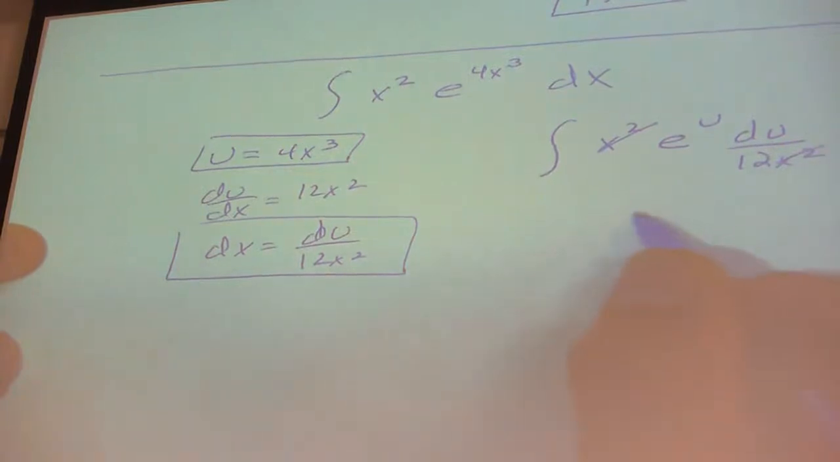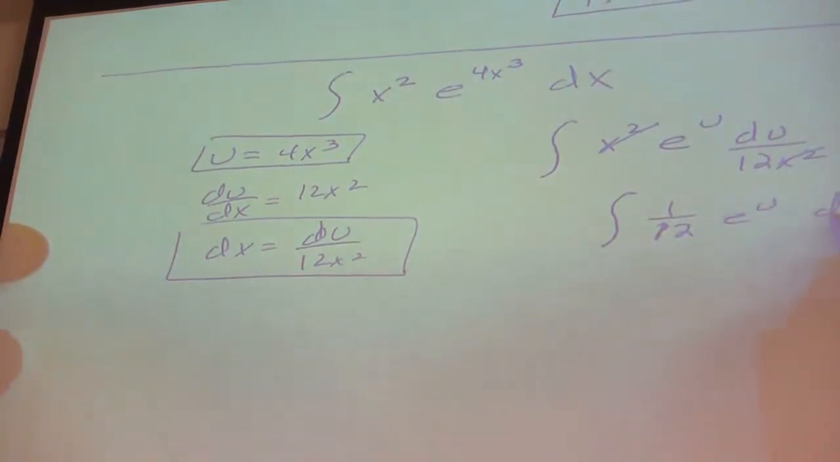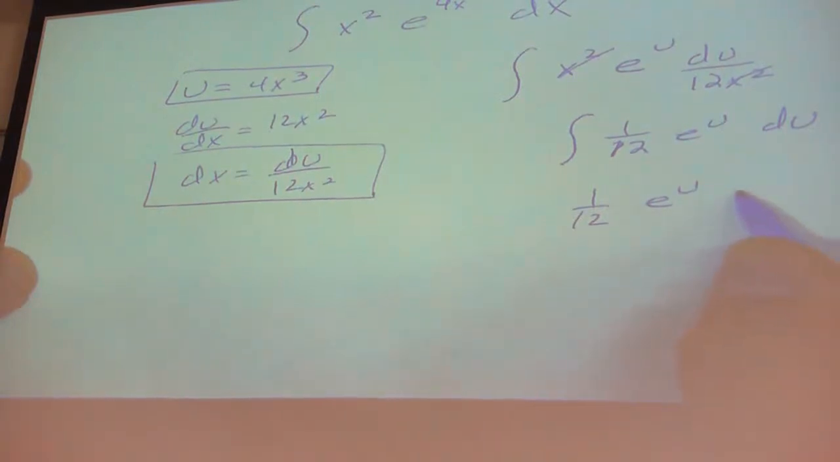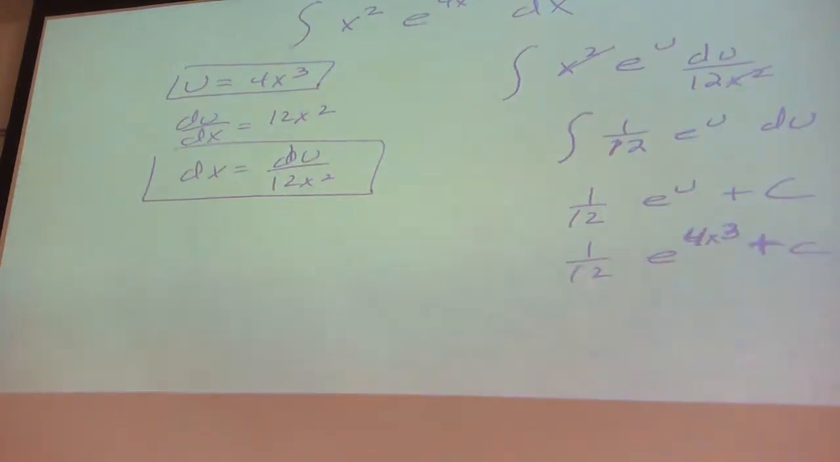The x squared cancels. I have not taken the integral. What am I left with? 1 over 12, e to the u du. The 1 over 12 stays. What's the integral of e to the u? e to the u, don't forget your plus c. Your final answer is 1 over 12 e to the 4x to the third plus c. Okay? Hopefully that 12's not messing us up.